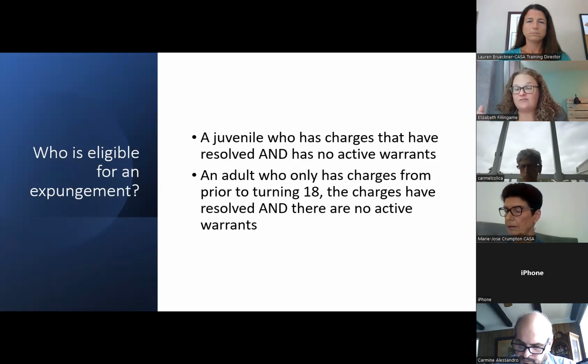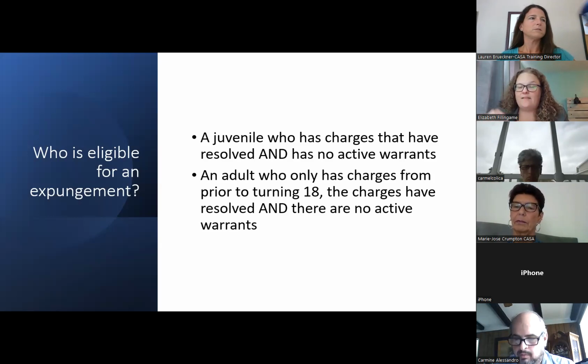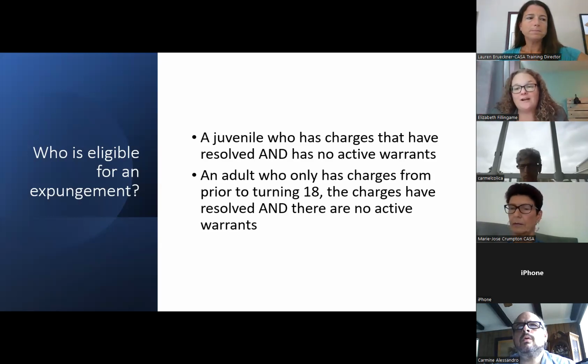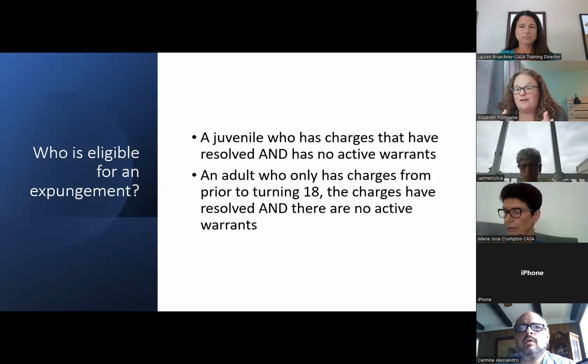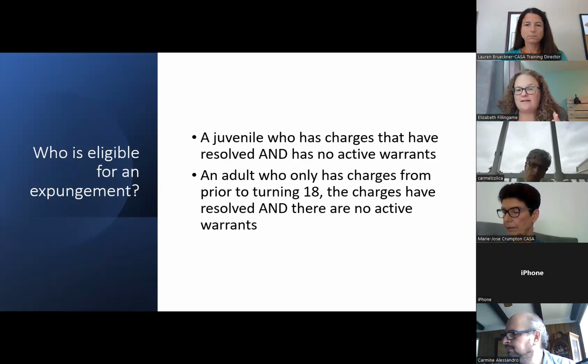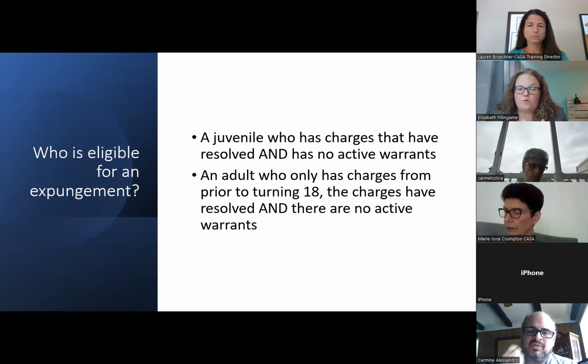If they have charges that have resolved, and so you look at their Delgis summary and they have no pending charges, but they have a warrant out for something, they're also not eligible because we have to wait now for that process to take place, them to be picked up, to be processed, to be charged, ultimately for that charge to work through the system. So they have to have resolved charges and no pending warrants. So that's for a juvenile.